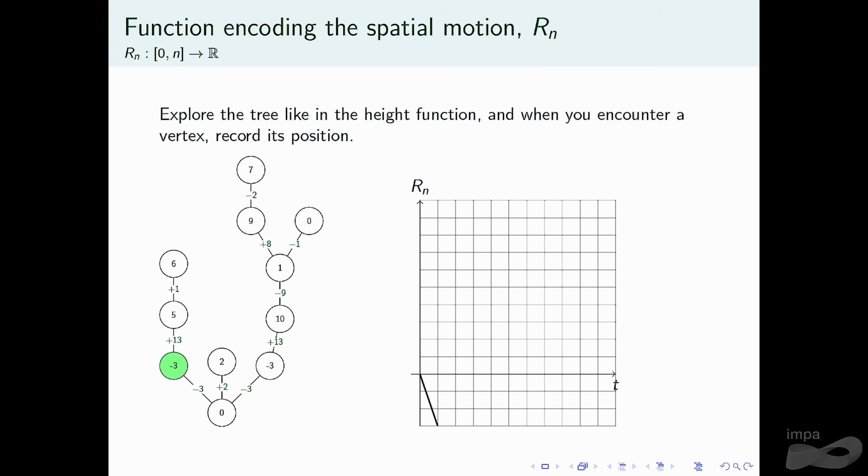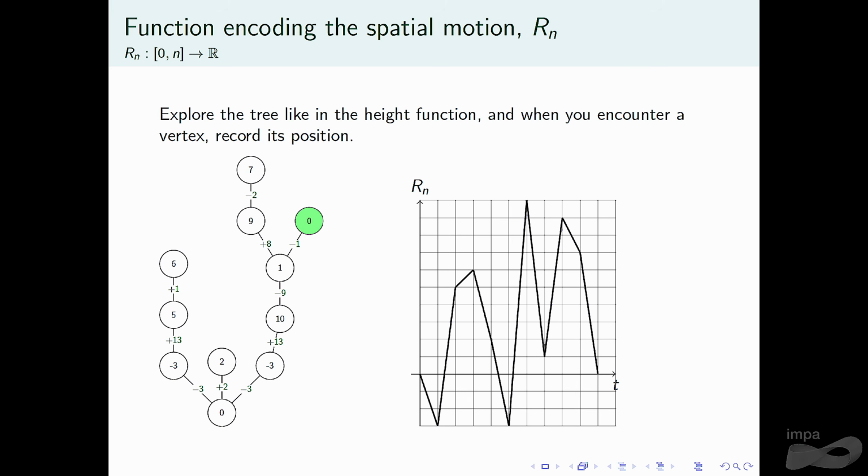We go to its first child. It has position -3, 5, 6, 2, -3, 10. There's a big jump. 1, 9, 1, and back down to 0. Doesn't need to end at 0. This is just kind of an artifact of what I chose.